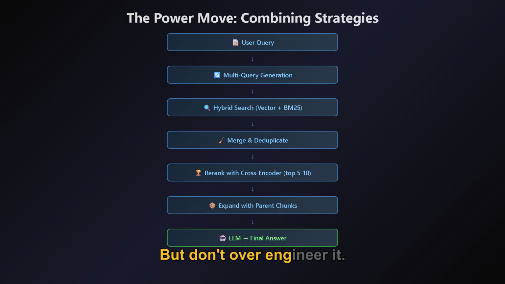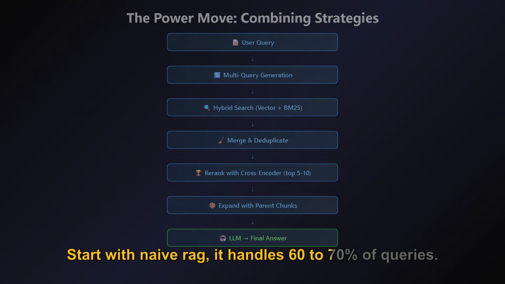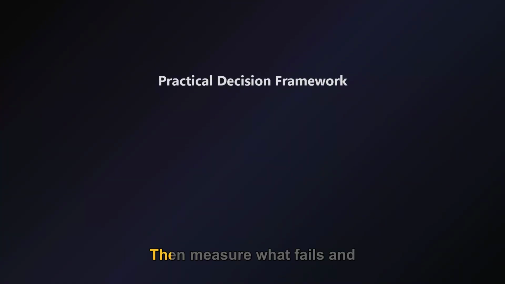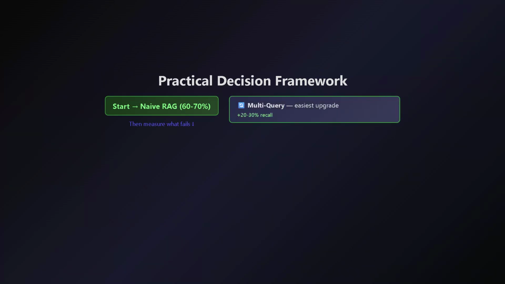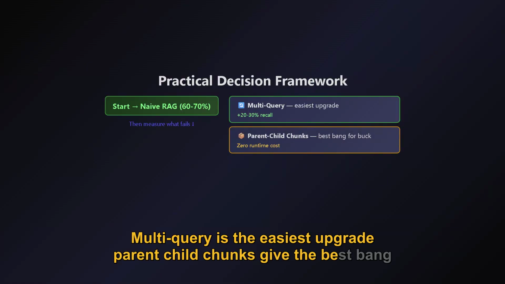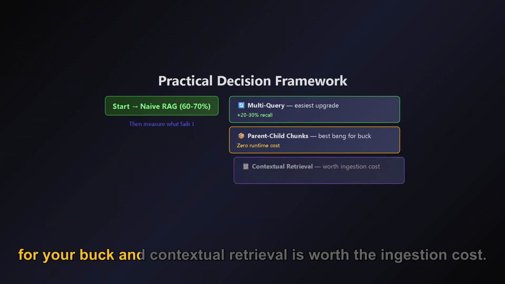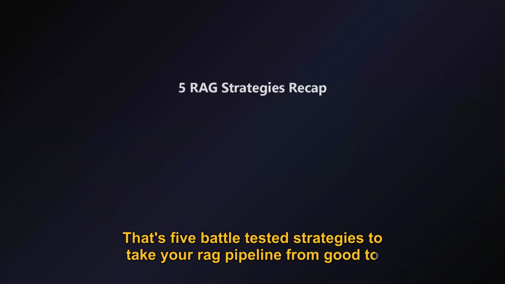But don't over-engineer it. Start with naive RAG. It handles 60 to 70% of queries. Then measure what fails and add the strategy that fixes your specific failure mode. Multi-query is the easiest upgrade. Parent-child chunks give the best bang for your buck, and contextual retrieval is worth the ingestion cost. That's 5 battle-tested strategies to take your RAG pipeline from good to great.